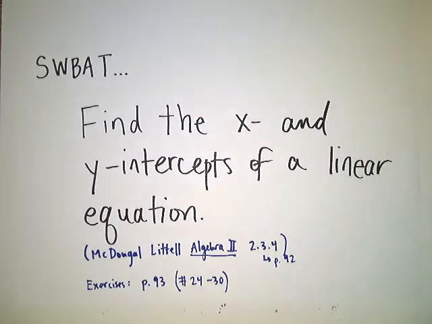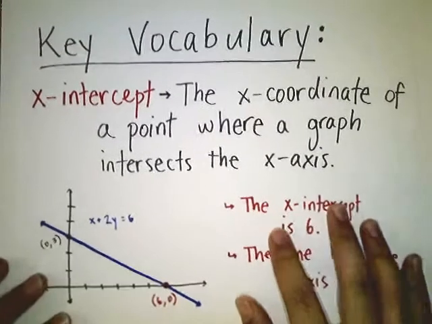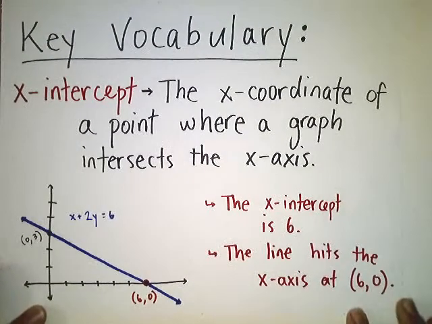And as you can see, today's objective is to find the x and the y-intercepts of a linear equation. We're finding the x and the y-intercepts of a linear equation. Now, before we start that, we got to go over some key vocabulary, some quick words that you got to know in order to be able to do today's work.